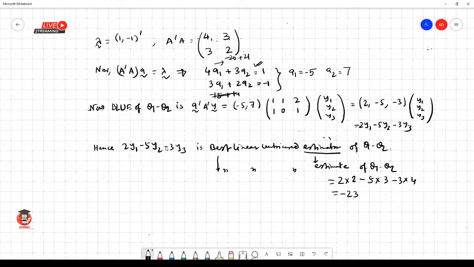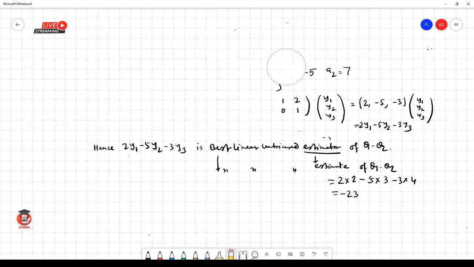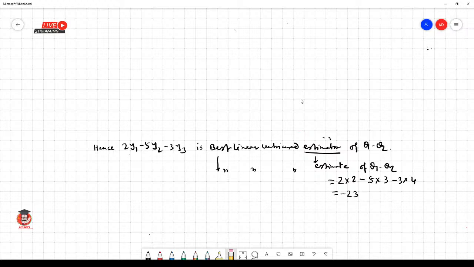So this is the method to get the best linear unbiased estimator. If you have any queries, please tell me.